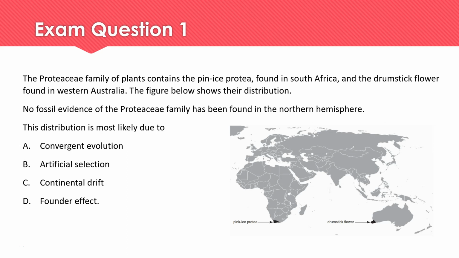So we have exam question 1 here. It says the Proteaceae family of plants contain the pincushion protea found in South Africa and the drumstick flower found in Western Australia. The figure below shows their distribution. No fossil evidence of the Proteaceae family has been found in the northern hemisphere. This distribution is most likely due to A. Convergent evolution, B. Artificial selection, C. Continental drift, or D. The founder effect.